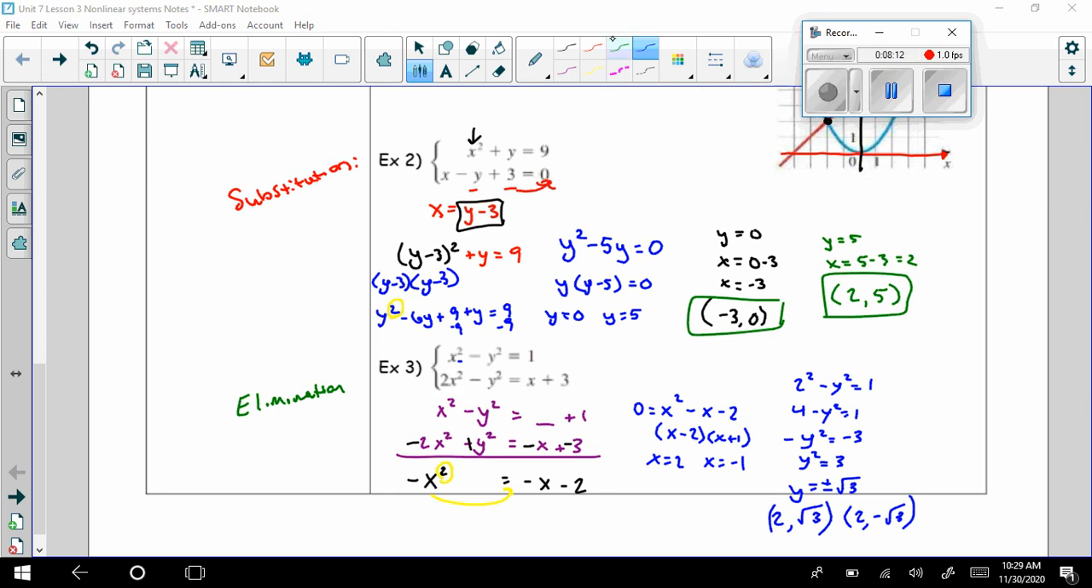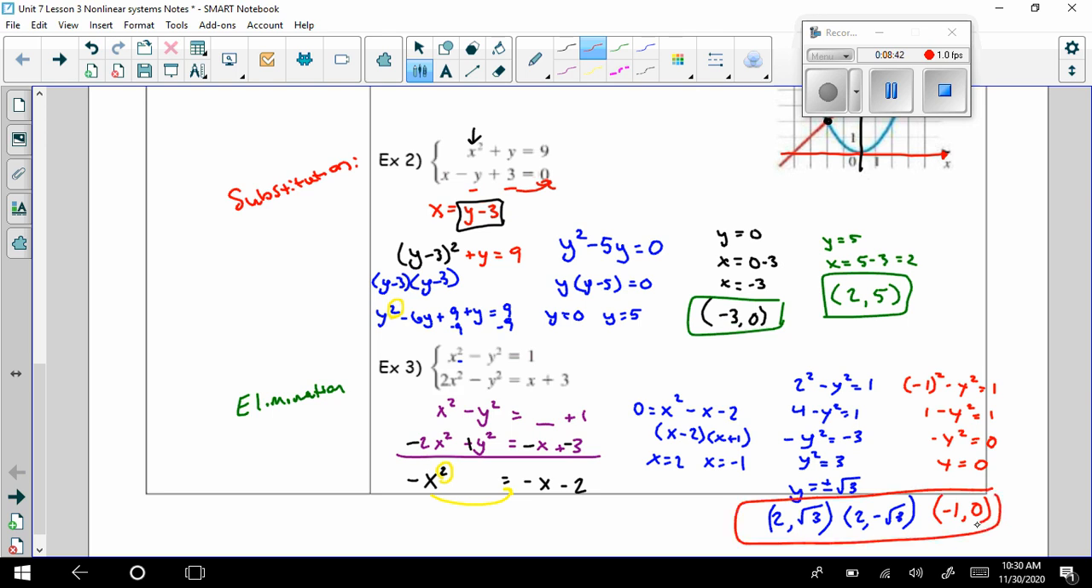And we still need to plug in the negative 1. And so I do negative 1 squared minus y squared equals 1. So 1 minus y squared equals 1. Negative y squared equals 0. So y equals 0. So this one only gives me one answer. But I plugged in a negative 1 and I got out a 0. And so all 3 of these points are where they cross. And if you think about the fact that they're both circles, then that makes sense. They could absolutely cross in 3 spots.